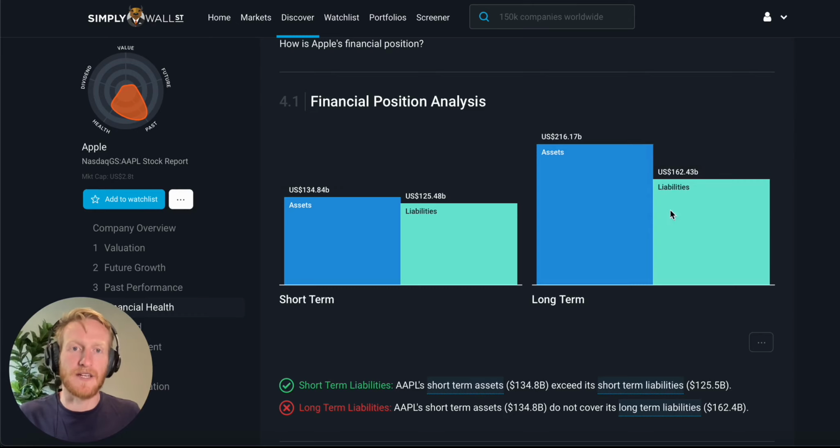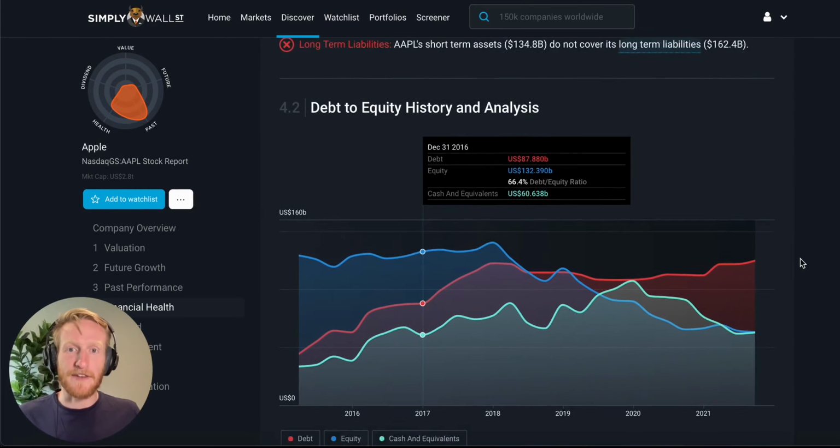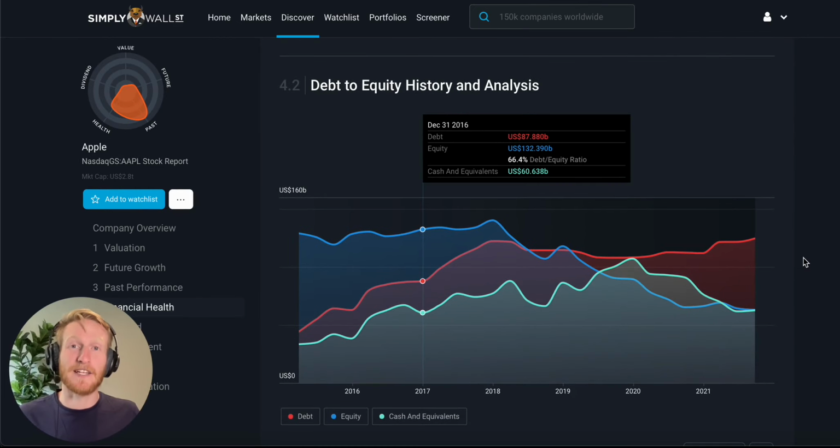You want to use cash instead. So that's why we don't check long-term assets against long-term liabilities. Now, the next section I want to have a look at is the debt to equity history and analysis.